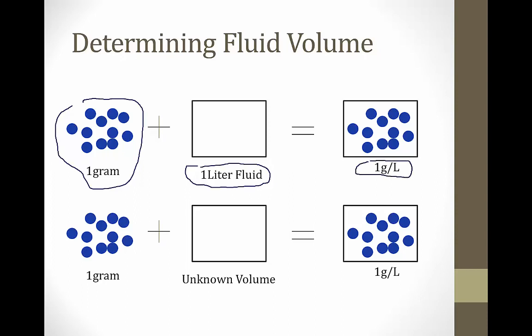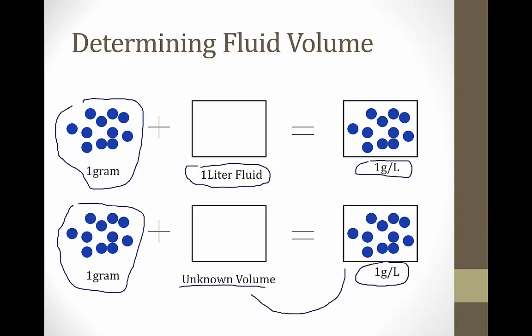Now I want you to imagine that we took 1 gram of a known substance and we dissolved it in an unknown volume, and then we had a tool that allowed us to measure the concentration once the gram had equilibrated. And if we found a concentration of 1 gram per liter, we could then back calculate and determine that that unknown volume must have been equal to 1 liter in order to generate this concentration.